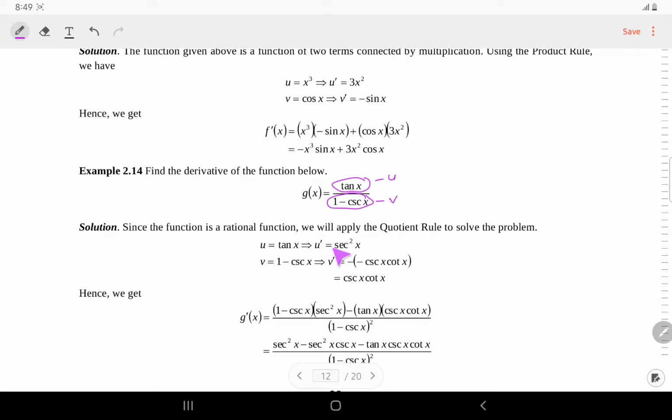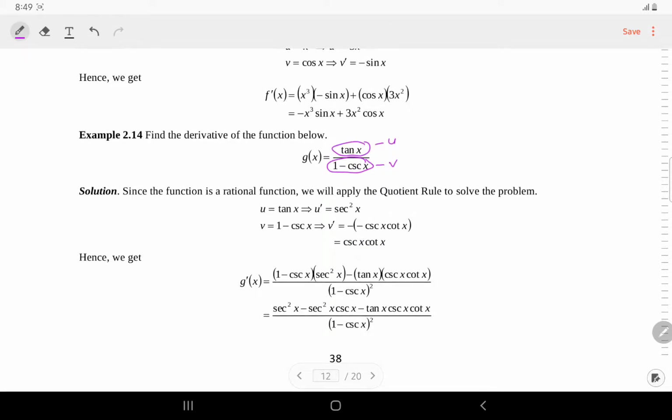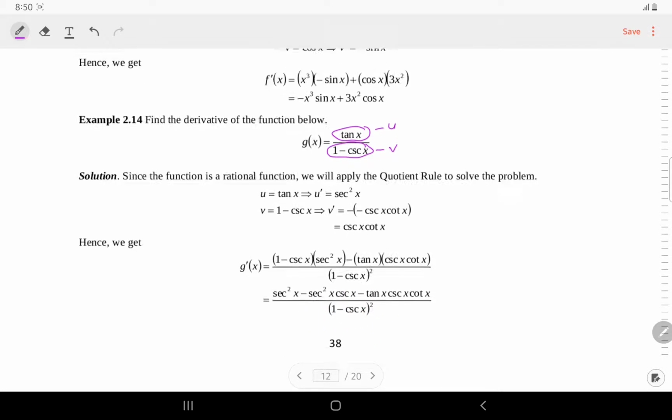So u prime equals secant square x and v prime equals, okay, differentiate 1 will become 0. And then negative here, and then cosecant x, differentiate cosecant x, we will get negative cosecant x cot x. So negative, it will become positive cosecant x cot x. And then apply the quotient rule here. V u prime minus u v prime divided by v square. So just insert into the formula and simplify. So we'll get this answer.